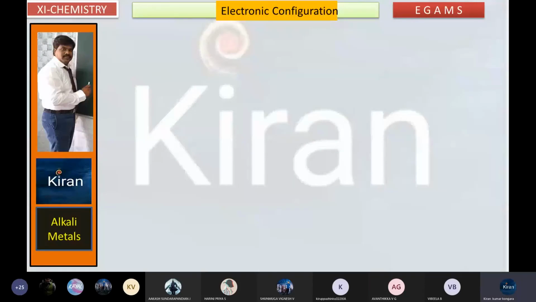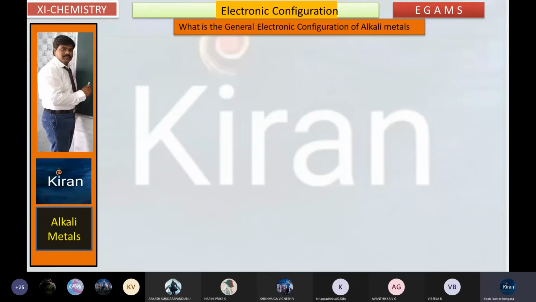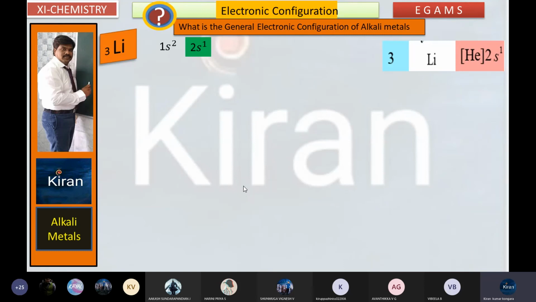Now, the next topic. As we mentioned the characteristic properties, the first one is electronic configuration. What is the general electronic configuration of alkali metals? We already discussed that the general electronic configuration of alkali metals is ns1. Lithium: 1s2, 2s1. This is the electronic configuration of lithium.